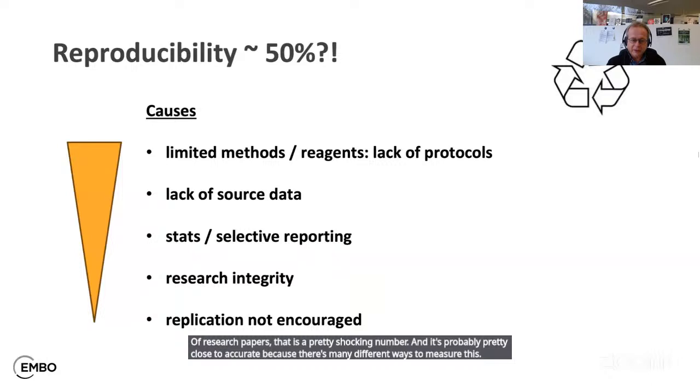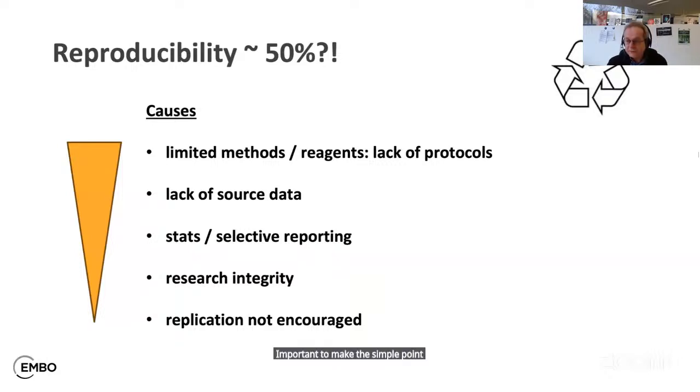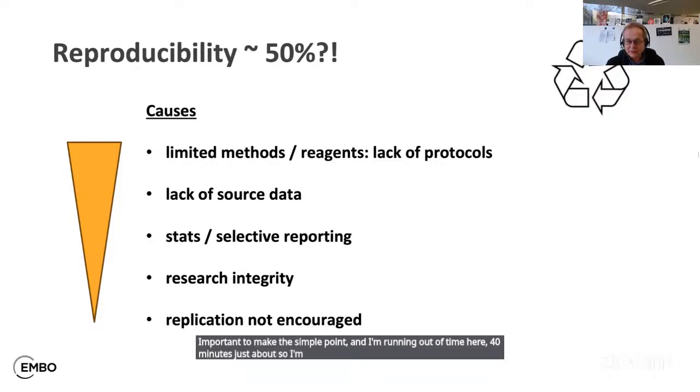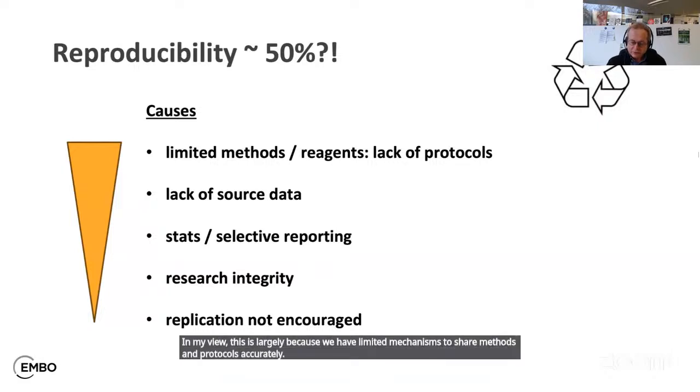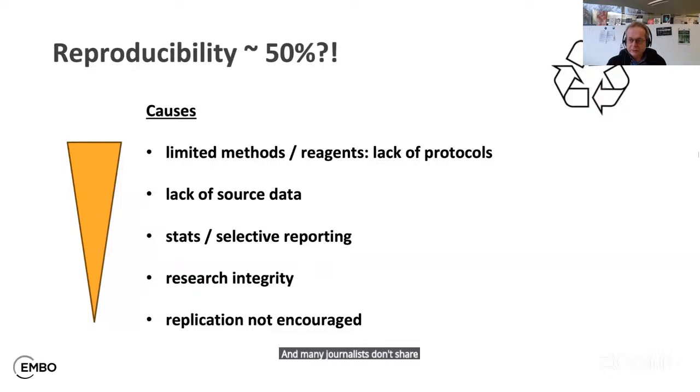Important to make the simple point, and I'm running out of time here, 40 minutes just about, so I'm going to go a little bit fast. I have, I think, 3 more slides. Basically, it's really important to remember this not just because of research integrity and fraud. In my view, this is largely because we have limited mechanisms to share methods and protocols accurately, and many journals don't share their source data. So we really have to do this.